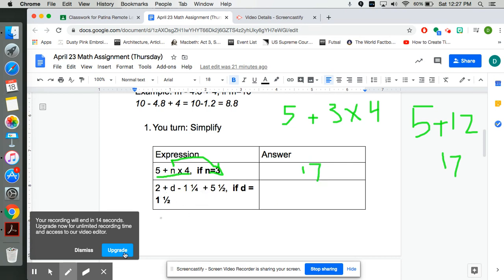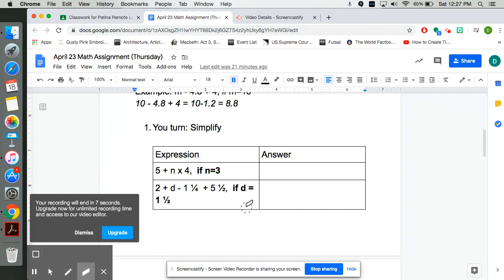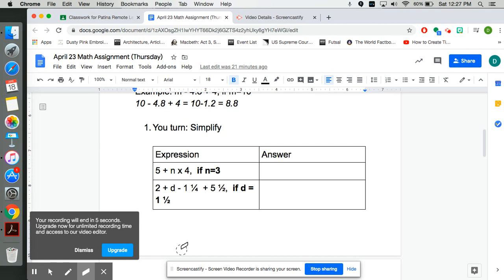The second one is the same thing, just with fractions, and it's a similar process for everything. You must follow order of operations. I'll probably make a part 2, so watch for that.